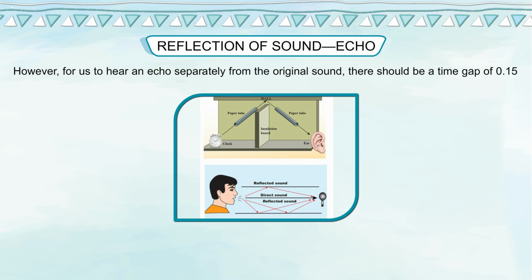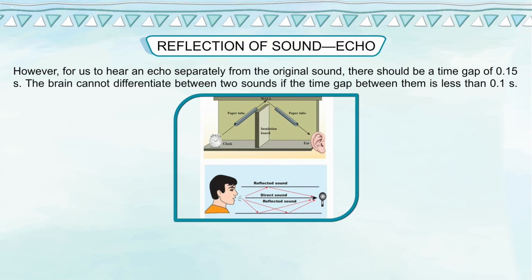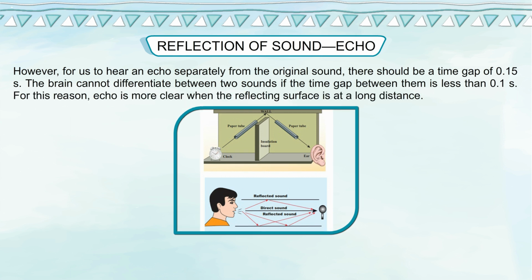However, for us to hear an echo separately from the original sound, there should be a time gap of 0.1 seconds. The brain cannot differentiate between two sounds if the time gap between them is less than 0.1 second. For this reason, echo is more clear when the reflecting surface is at a long distance.